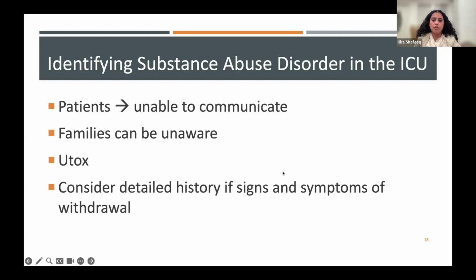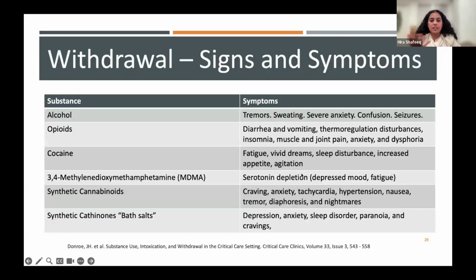and symptoms of withdrawal. And what are some of these signs and symptoms of withdrawal? I just wanted to bring that up. When it comes to alcohol, you'll see the typical tremor, sweating, severe anxiety, confusion, and more serious effects such as seizures or delirium tremens. When it comes to opioids, you can have diarrhea, vomiting, insomnia, muscle and joint pain, anxiety, and dysphoria.